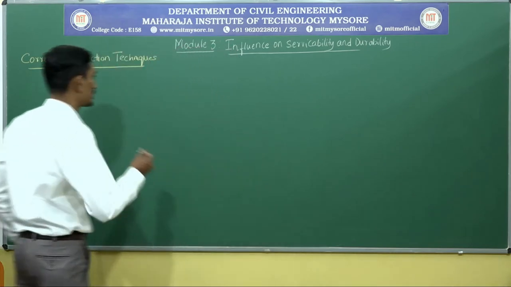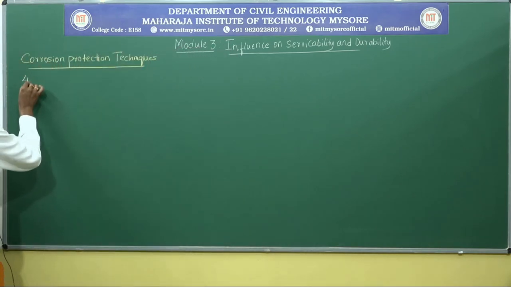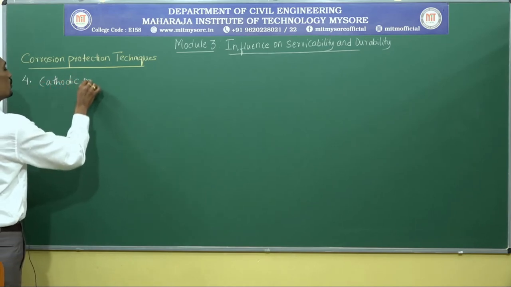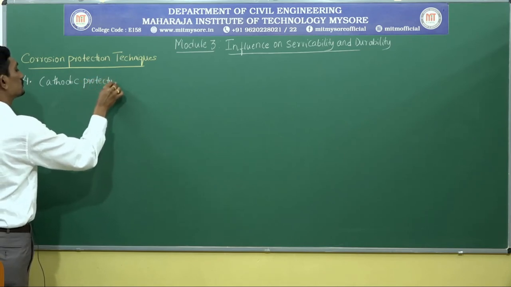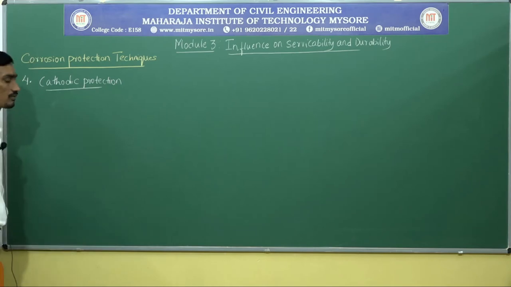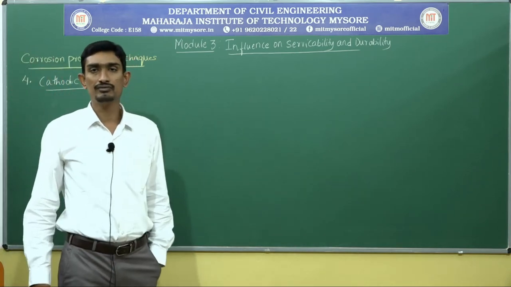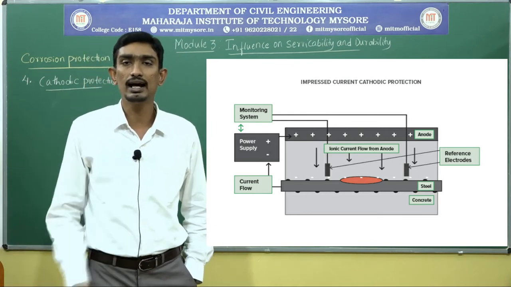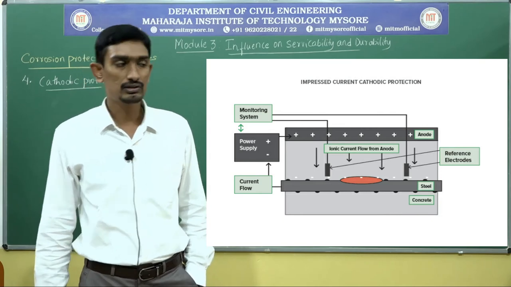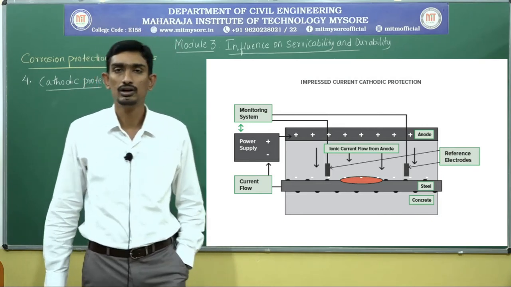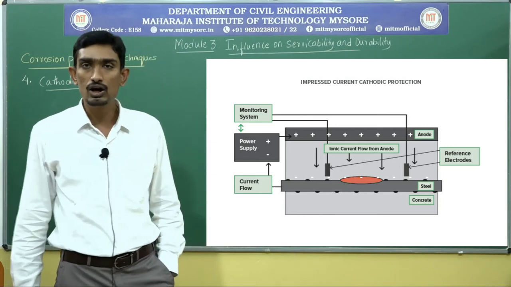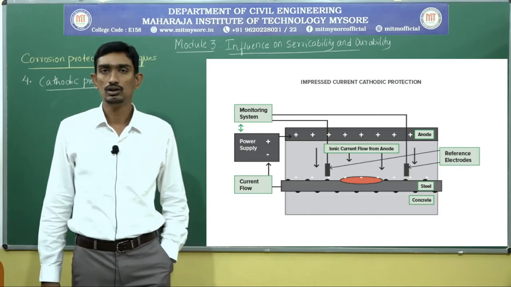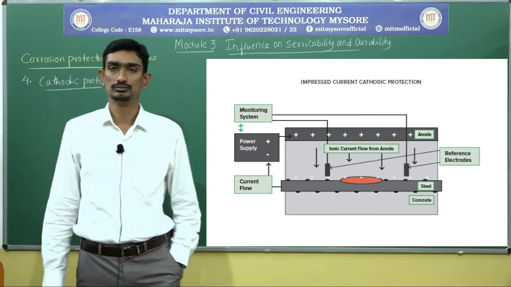So the next corrosion protection technique which I am going to discuss today, number 4, is cathodic protection. As the name itself indicates, we are going to protect the cathode. So let us see what exactly cathodic protection is. This particular corrosion protection technique is extensively well known and commonly used to protect the steel from corrosion.